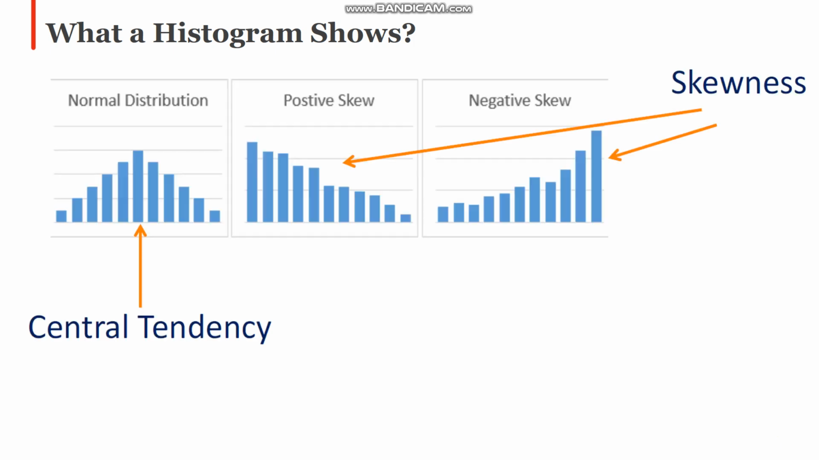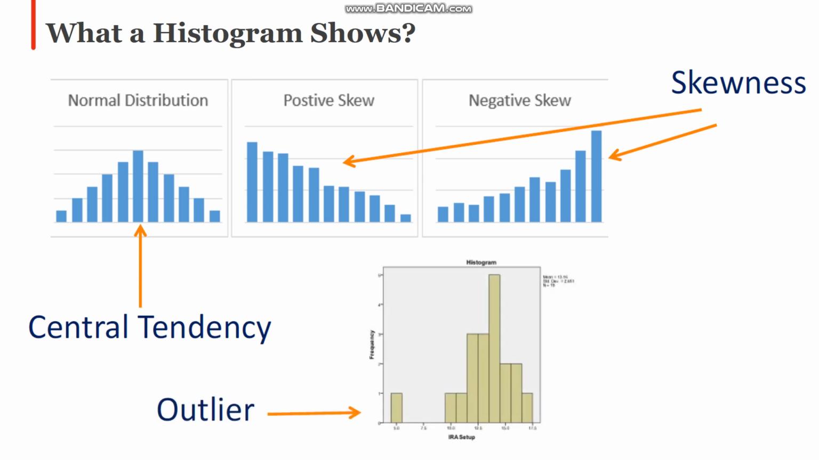You may observe many other data patterns in a histogram. For example, the central tendency and the skewness. Some are symmetric, some are positive skewed, some are negative skewed. You may also easily see the outliers.